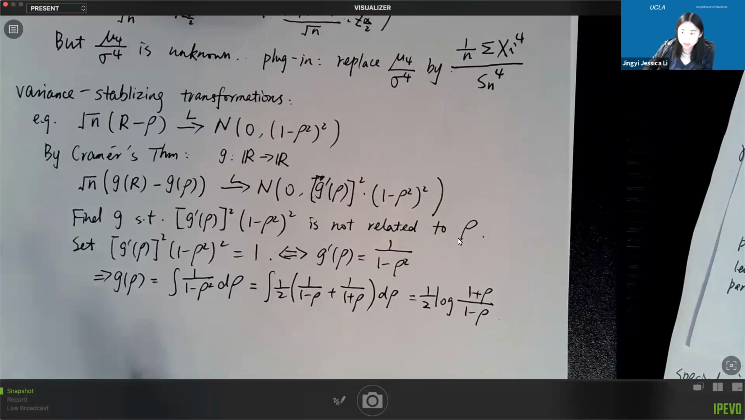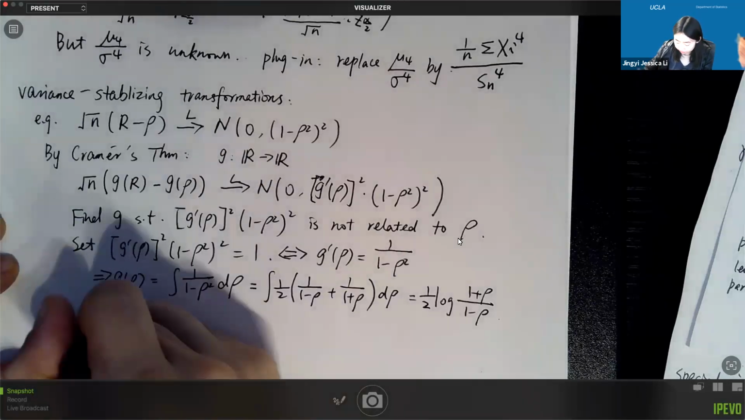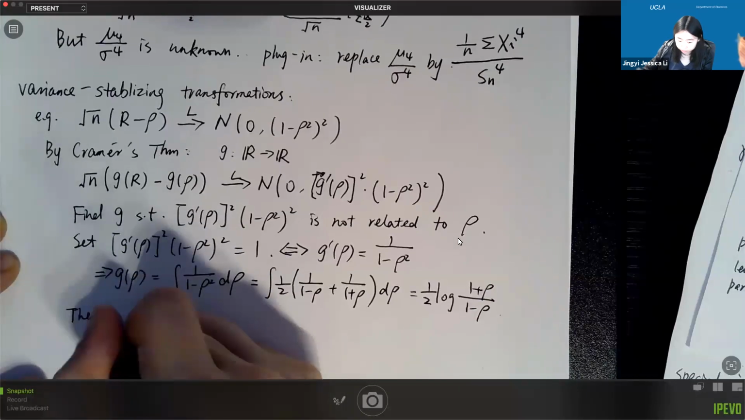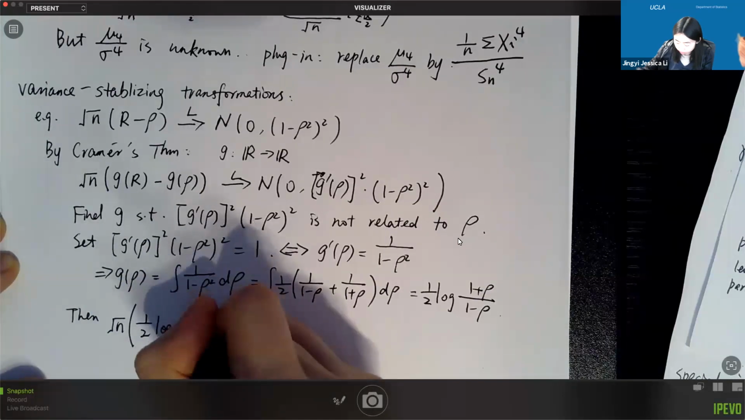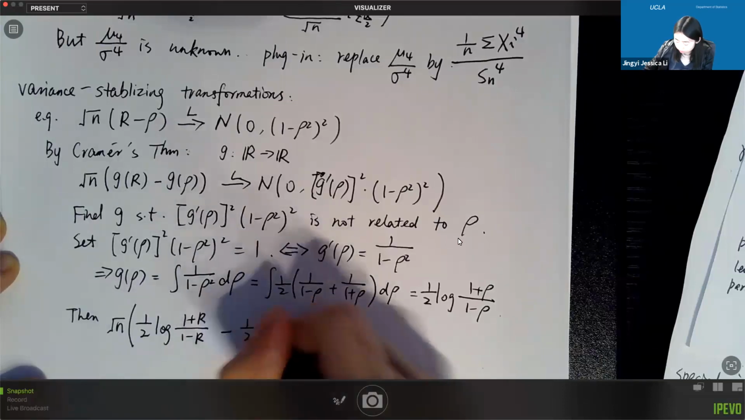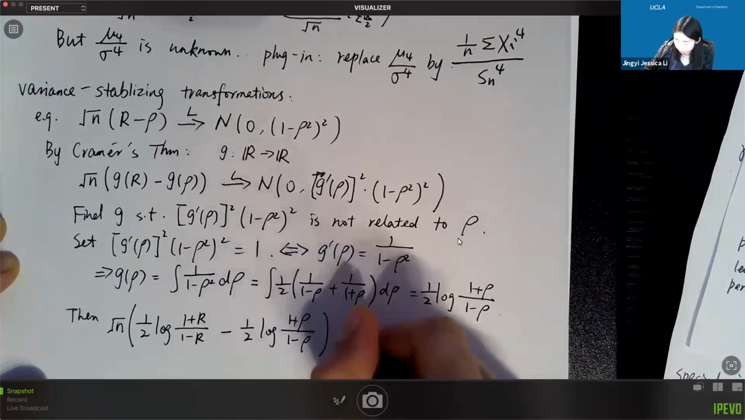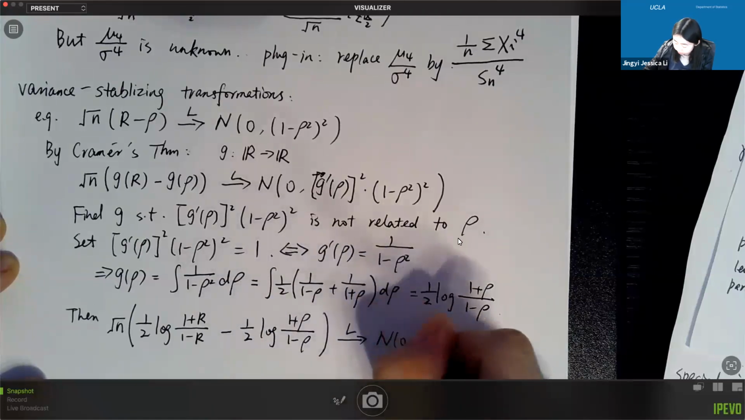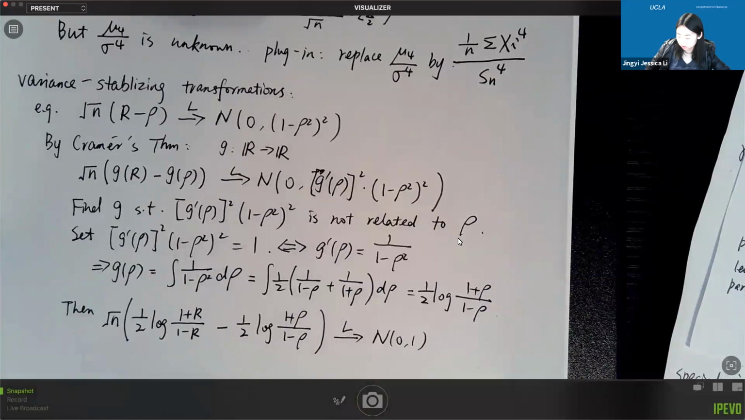So with this, then we can find the variance-stabilized asymptotics. So then we will have root n times 1/2 log (1 plus r) over (1 minus r), that's g(r), minus 1/2 log (1 plus rho) over (1 minus rho), converge in law to standard normal. Now, finally, the right-hand side, the distribution is not related to unknown parameters. This is just the standard normal.